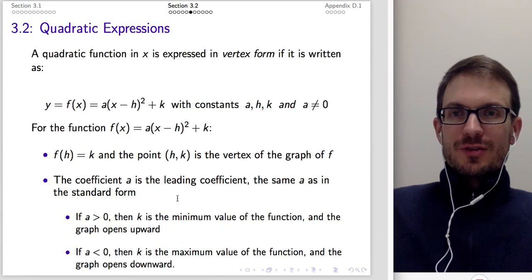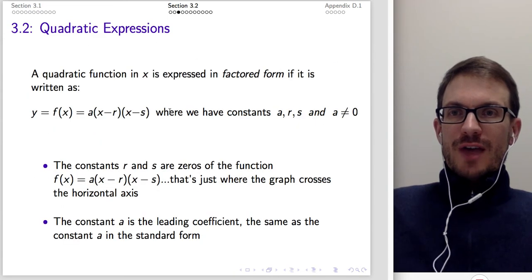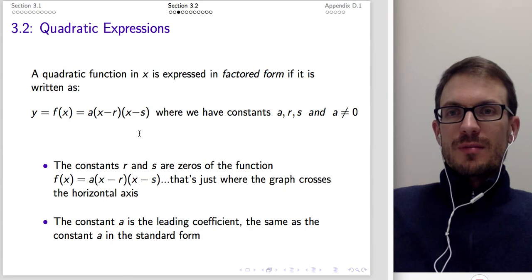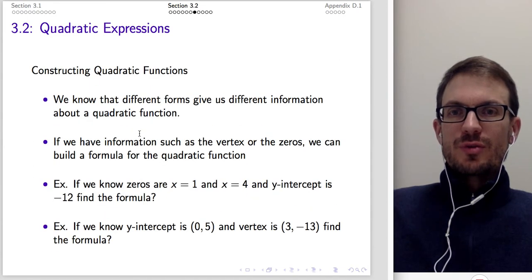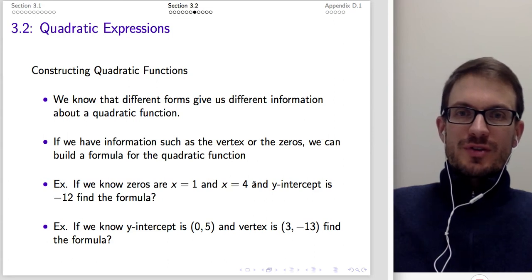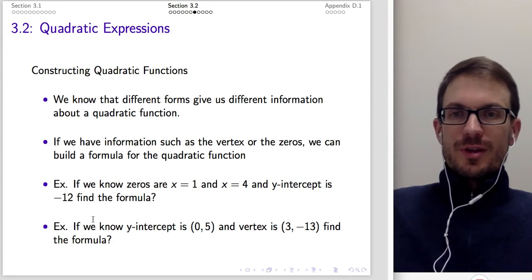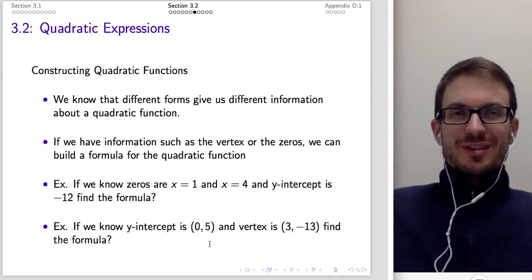Let me go back and show, here's our vertex form. You might want to write this down. f of x is equal to a times the quantity x minus h squared plus k. Right? And then our factored form, f of x equals a times the quantity x minus r times the quantity x minus s. Okay, and here's the information that I'm asking you to work with. Here we have our zeros, and we have the intercept. Find the formula. And here we have an intercept and a vertex. Find the formula.